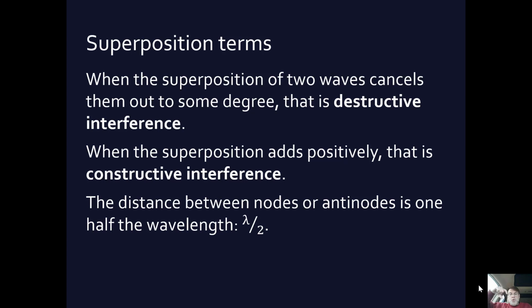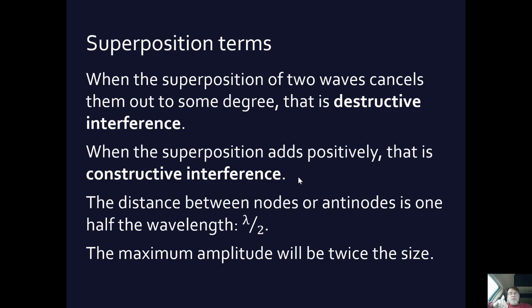Now, the distance between two nodes, or between two antinodes, is half of a wavelength. The symbol we use for wavelength is a Greek L, which is lambda. So half of a lambda, half of a wavelength, is the distance between the two zeros, the nodes, or the distance between two antinodes between the nodes.